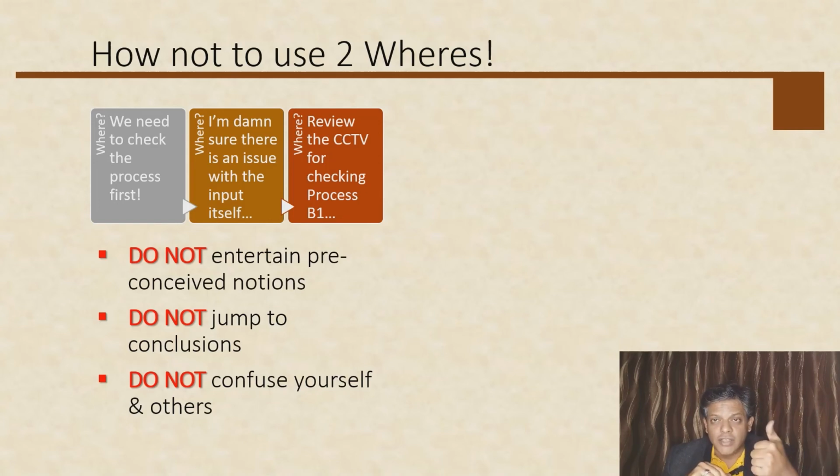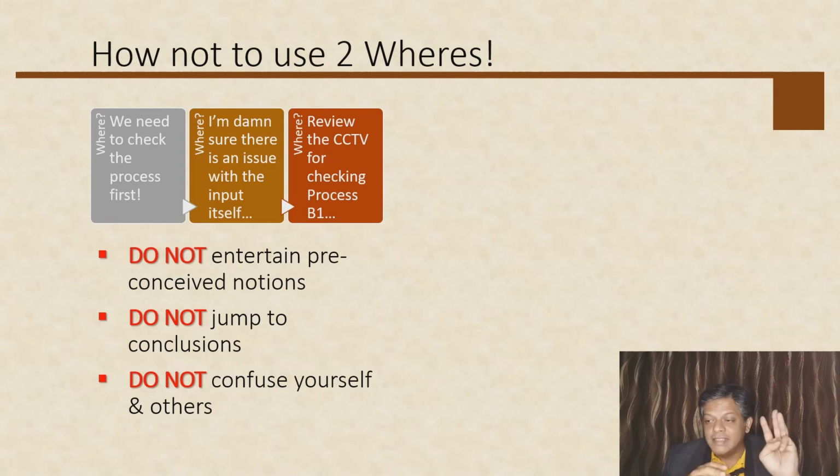Second is, do not jump to conclusions. Because sometimes thoughts like this can come to your mind that I'm damn sure that there is an issue with the input itself. No, you still need to ask and apply this method in its completeness. You have to use the two wheres. You can't simply ask one where and then jump to a conclusion.